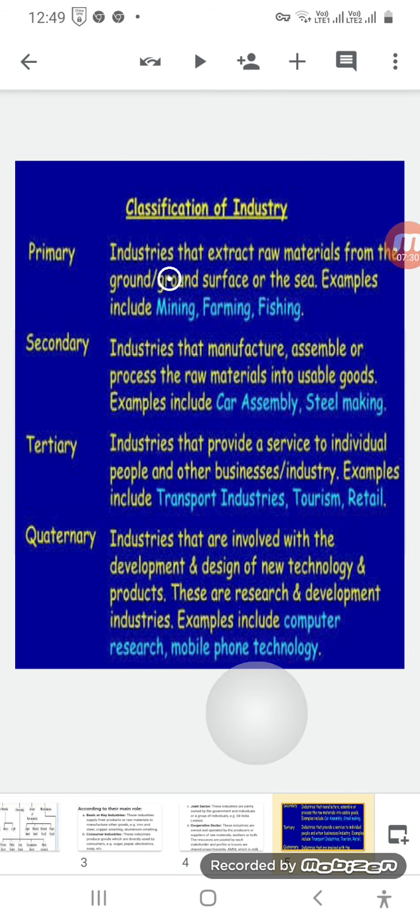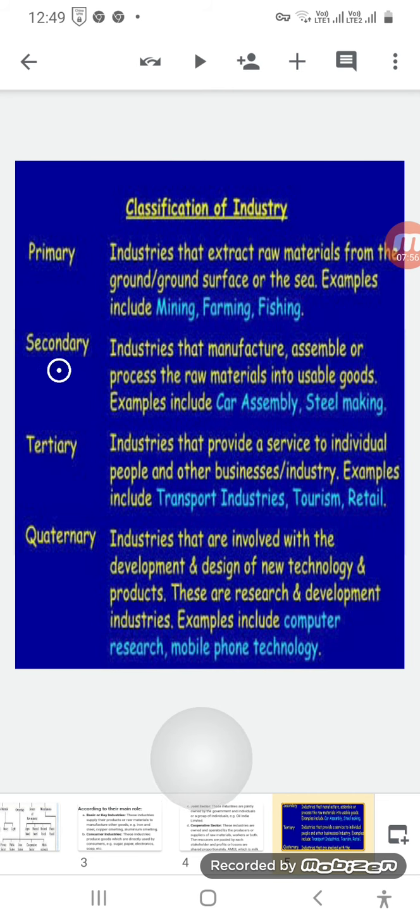Here you can see the classification of industry as primary, secondary, tertiary and quaternary industries. Primary industries extract raw material from the ground, surface or the sea, for example mining, farming, fishing. These are the industries where we use the raw material directly from nature. These are called the primary industries.